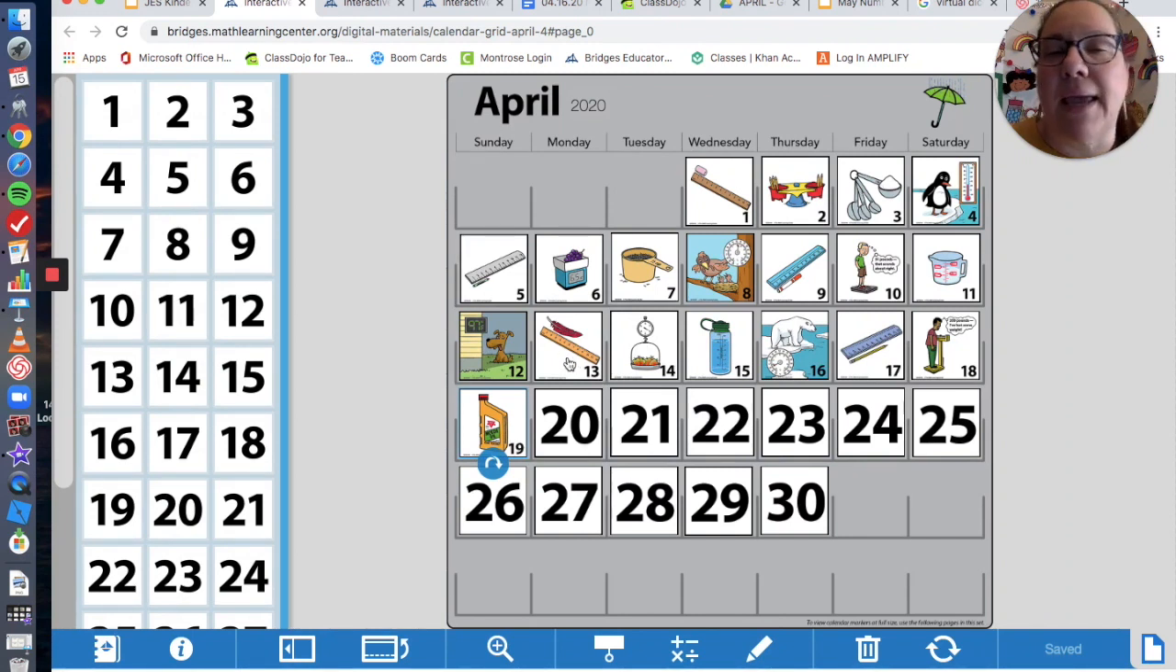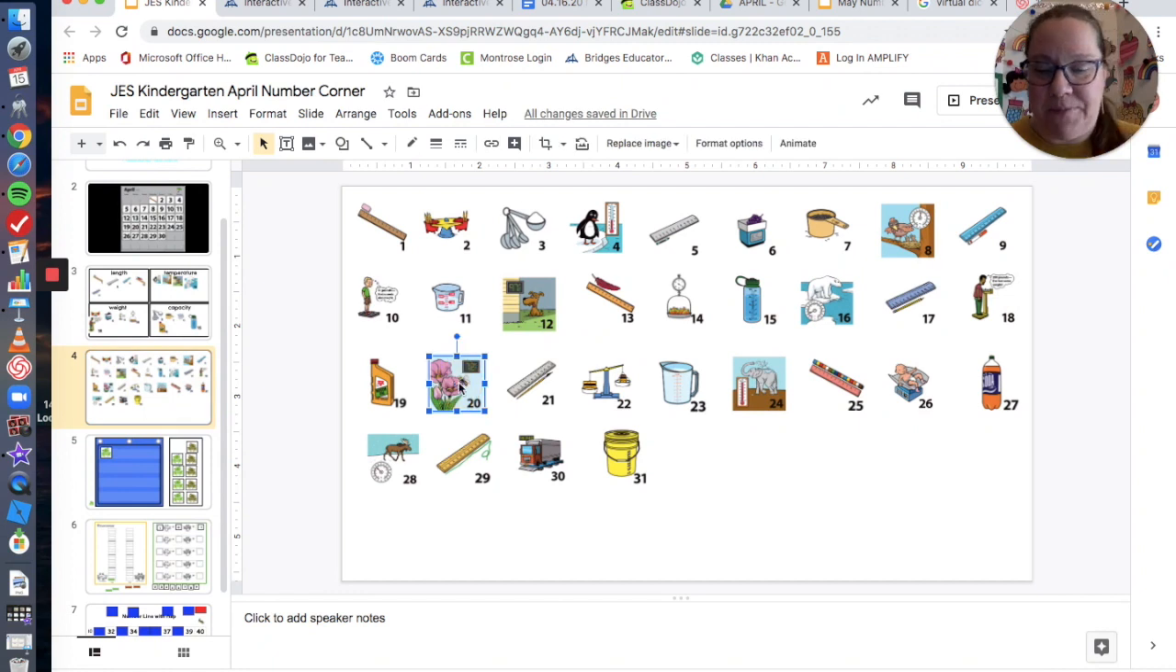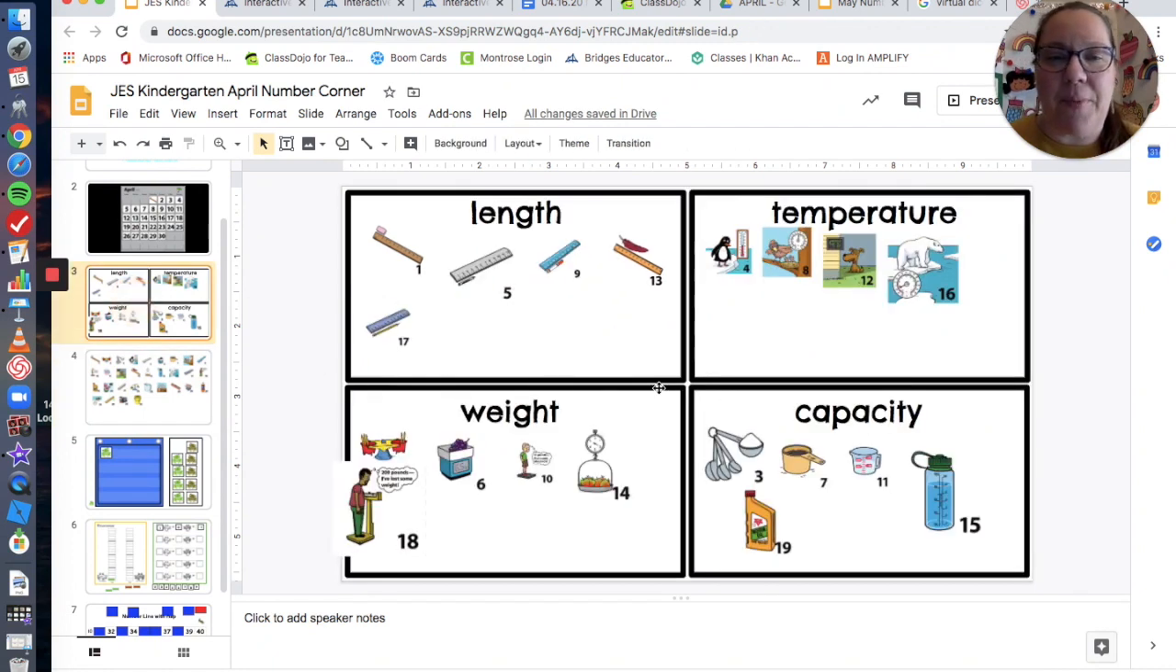Ruler. Oh, I keep saying ruler. Miss Morris. Length, weight, capacity, temperature. Length, weight, capacity. Oh, if you said temperature, you're correct. All right, let's look at that one. We're going to bring it over here. It looks like there's some pretty flowers there.